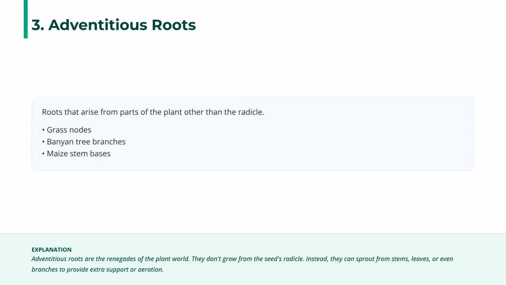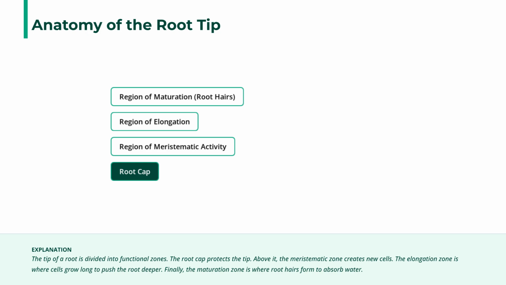Adventitious roots are the renegades. They do not grow from the radicle. They can sprout from stems, leaves, or branches to provide extra support or aeration, seen in grass nodes, banyan branches, or maize stem bases.